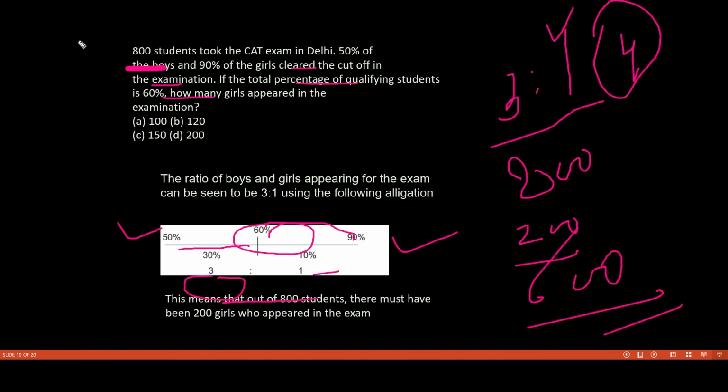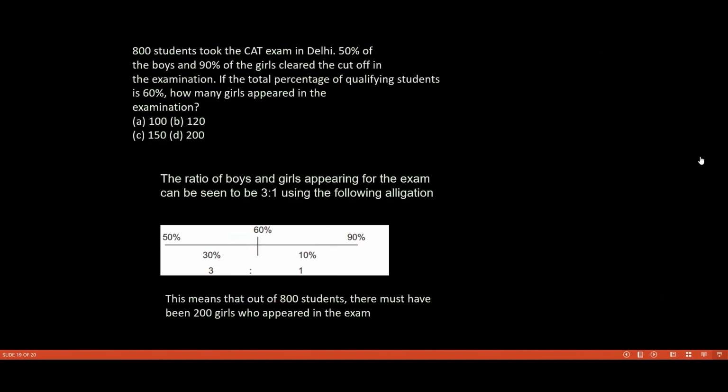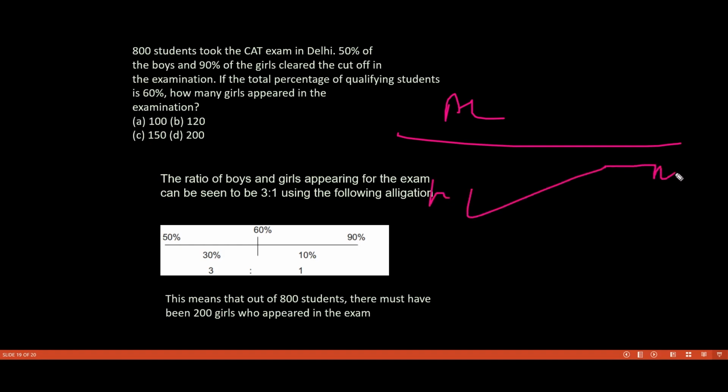So this is very easy. This becomes very easy. And how many girls appeared in the examination? So we get the answer equal to 200. So these are the types of questions that are asked in mixture and allocation. If you apply this linear method and you come to know what is A1, what is A2, what is AW, what is N1, what is N2, these types of questions become very easy.